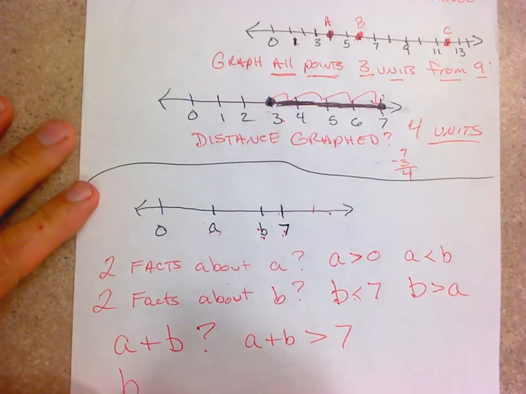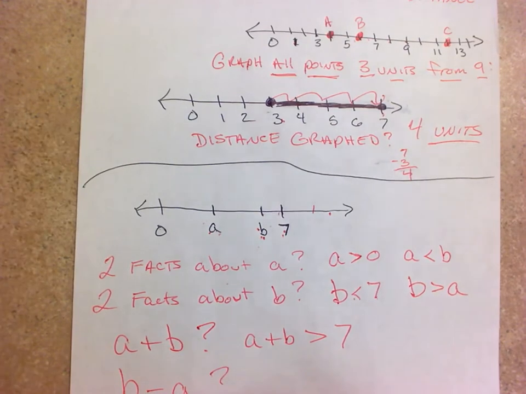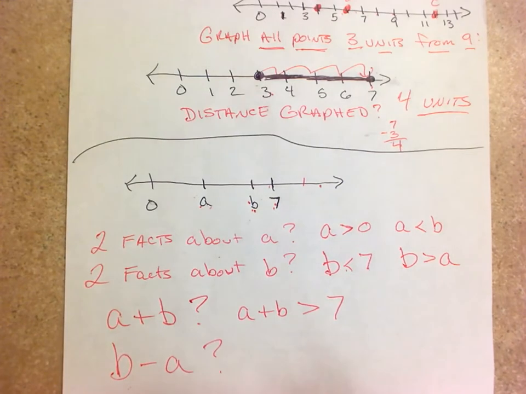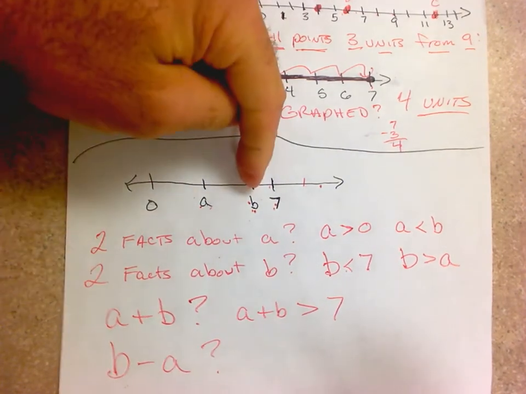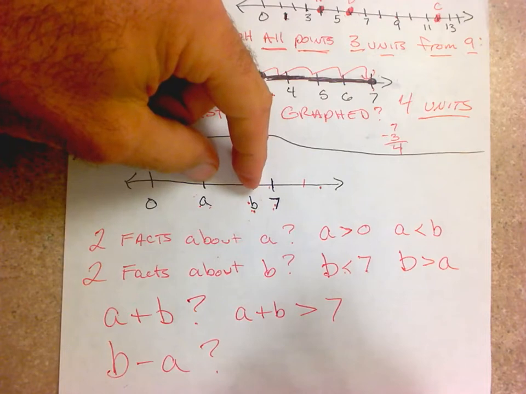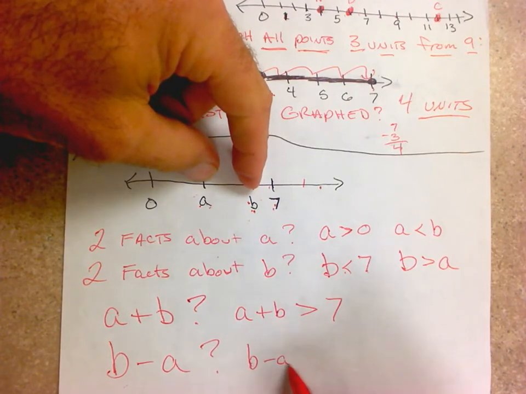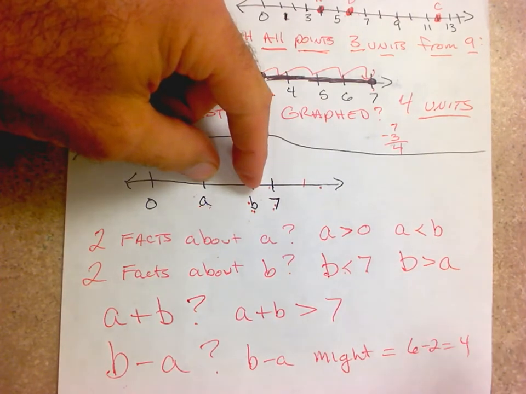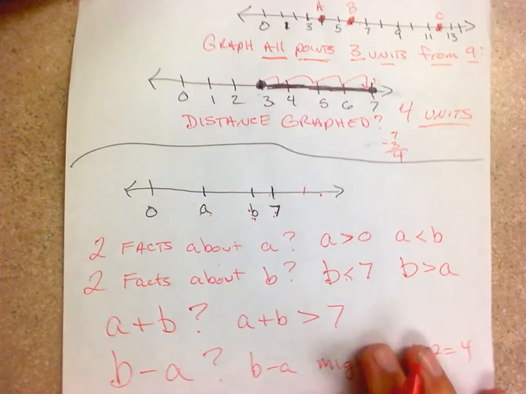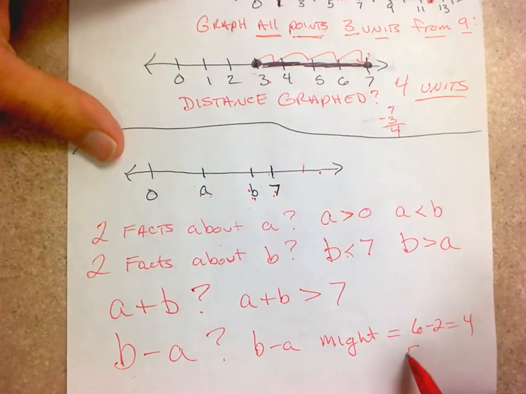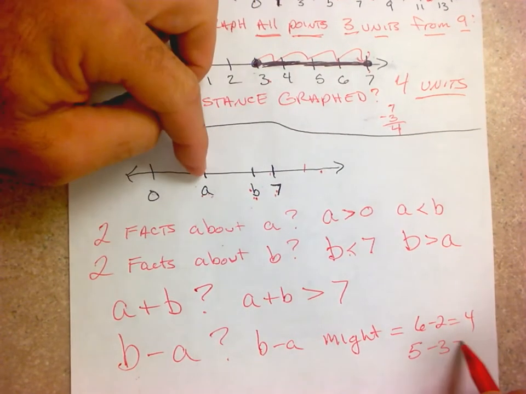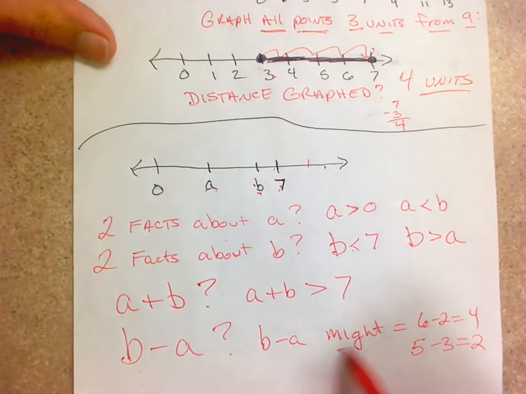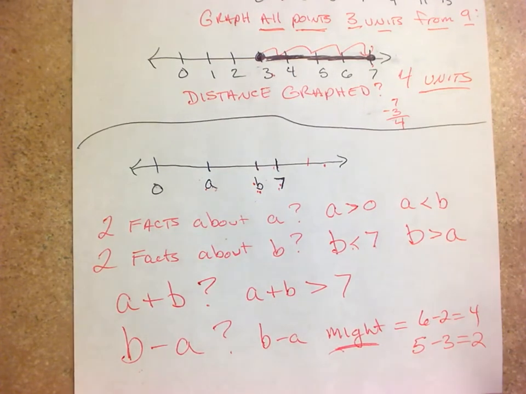All right, what can you tell me about B minus A? Well, if I would subtract these two numbers, I don't know what they are. You might say, well, that's 6, so that's 2. So I could say B minus A might equal 6 minus 2, so it might equal 4. Somebody else might look at this and say, well, it could be 5 and 3, so maybe it equals 2. Again, we don't know for sure. Those are just possibilities. So that's what you might be able to tell me.